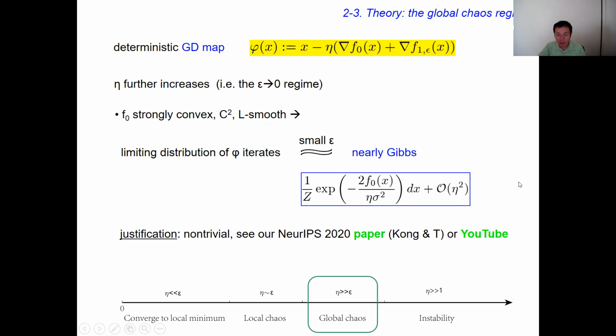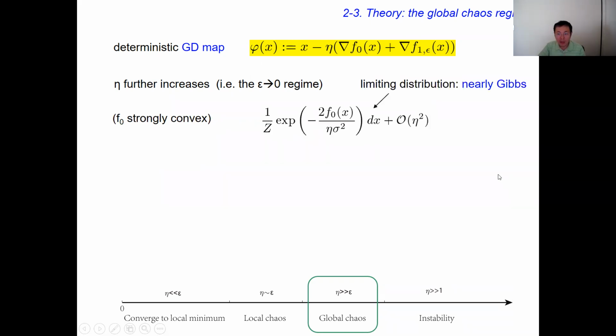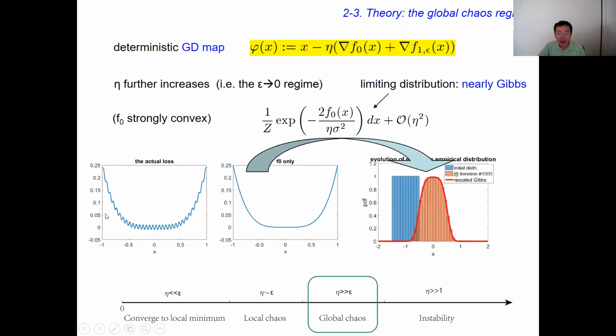I will not talk about the justification, but rather the implications. So what does this mean? The actual loss function may be something like this: a macro potential polluted by a lot of micro local potential wells. But the actual limiting distribution only depends on F0, not F1. So if you sample from the corresponding Gibbs distribution, you will basically get something like the red one.